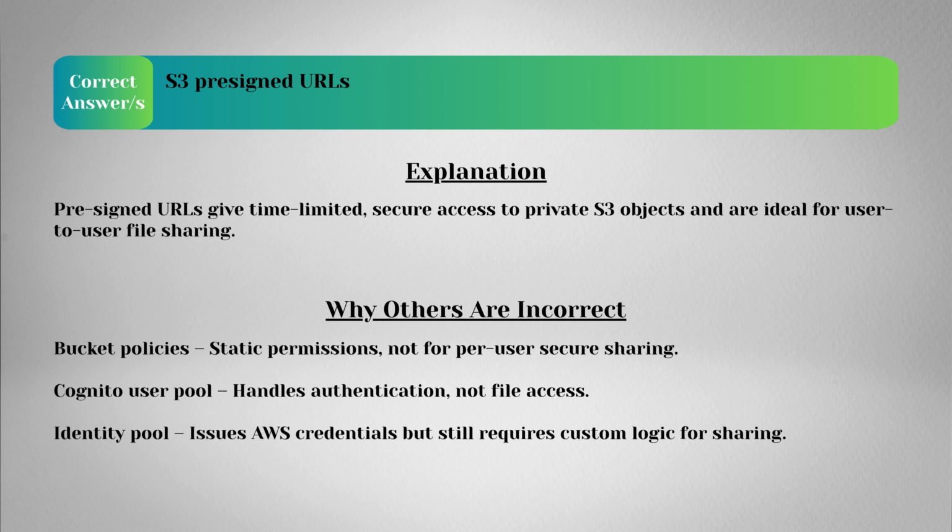Why others are incorrect? Bucket policies: static permissions, not for per-user secure sharing. Cognito user pool: handles authentication, not file access. Identity pool: issues AWS credentials but still requires custom logic for sharing.